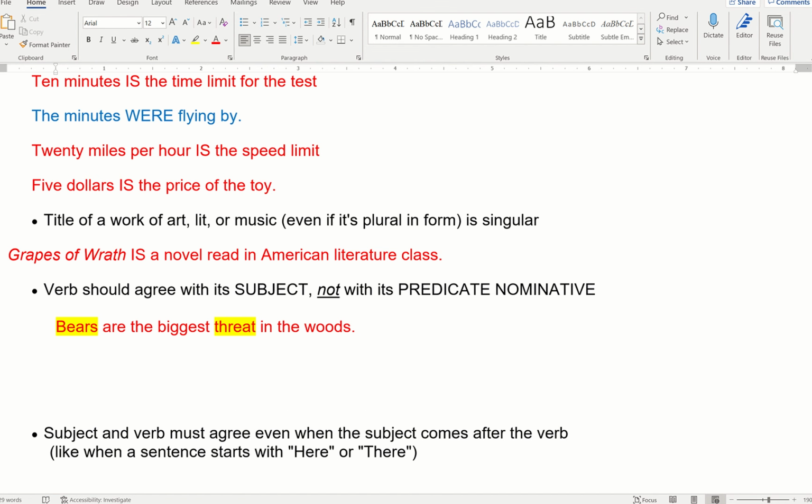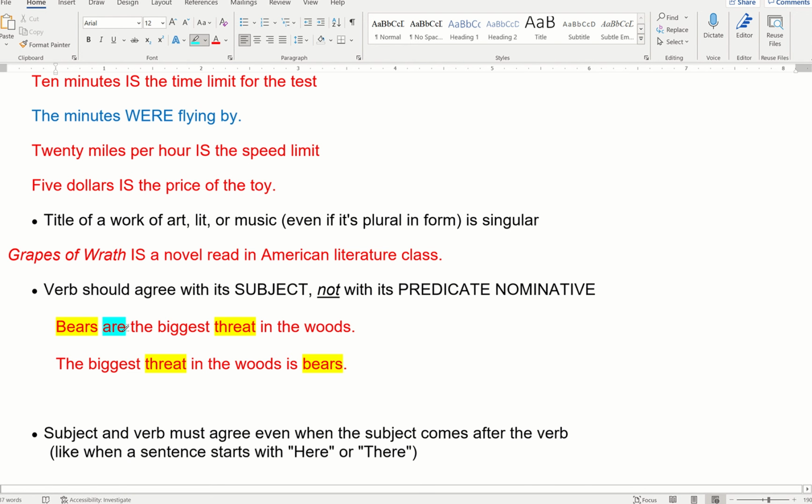Since with sentences with predicate nominatives, we can flip-flop them and they mean basically the same thing. If we switch the sentence around and said, the biggest threat in the woods is bears, now you'll notice that in this one, we made threat into the subject, we made bears into the predicate nominative, and instead of making it a plural verb to go with the plural subject, we make it a singular verb to go with what is now a singular subject.